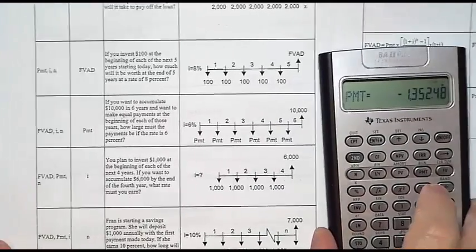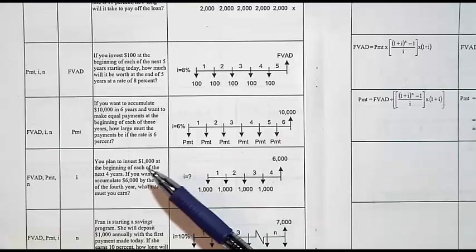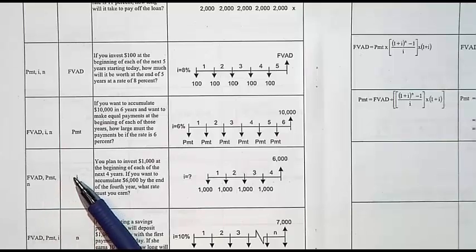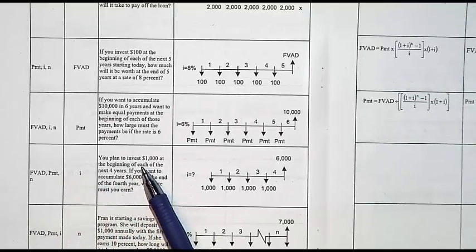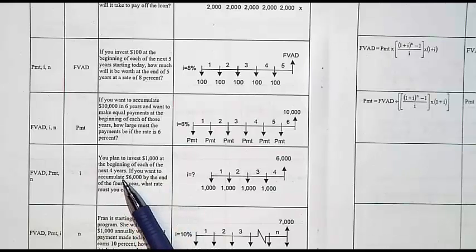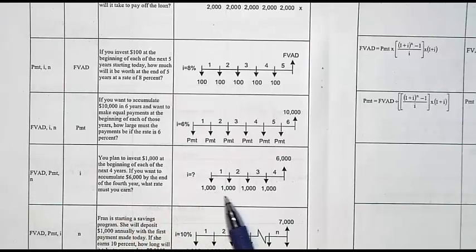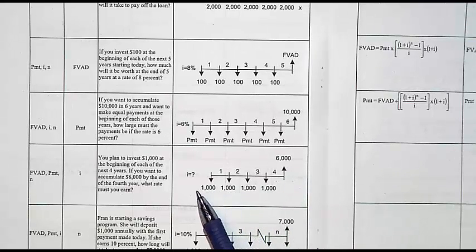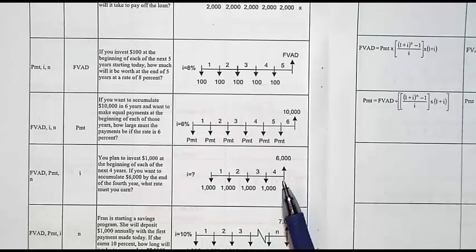Here's another version. In this case, we know the future value of the annuity, we know the payment, and the N. What we don't know is the rate. You plan to invest $1,000 at the beginning of each of the next 4 years. If you want to accumulate $6,000 by the end of the 4th year, what rate must you earn? So here's our structure. We know the 1,000s, we know the 6,000, and again, recall that your calculator requires that either these numbers all be negative or this number be negative, one or the other. Got our N, got our future value, got our payments. What's the rate?